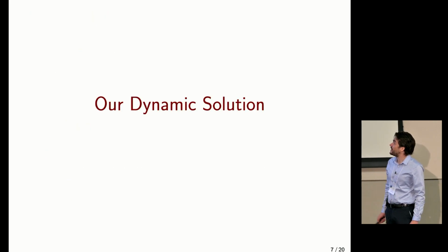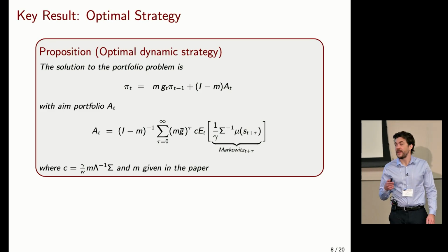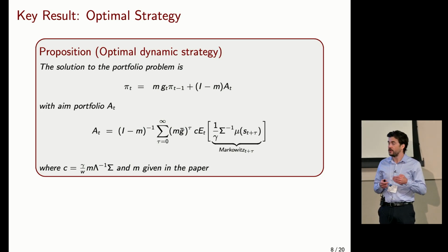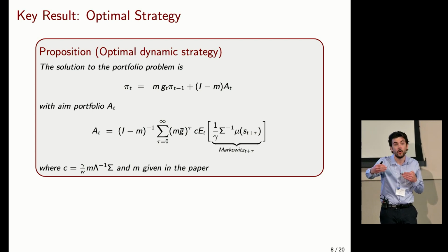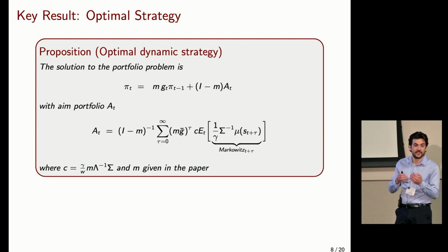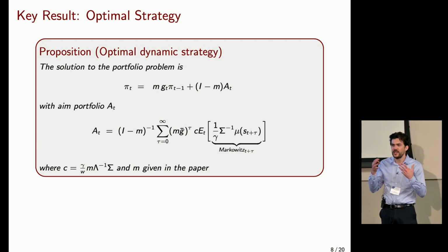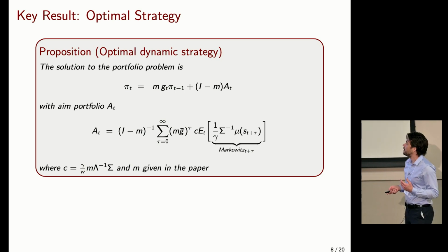Yeah, so let me talk about our dynamic solution. And the key result in our paper is that the way you should trade is that you should start from your inherited portfolio from last period, and then you should trade partially towards some aim portfolio. And the aggressiveness of your trade is determined by this M matrix. And M, you can essentially think about that as you should trade more aggressively towards the aim portfolio for more liquid stocks and less so for less liquid stocks.